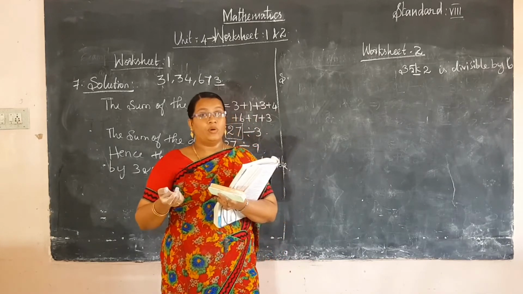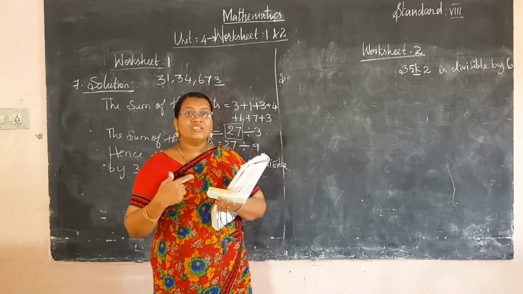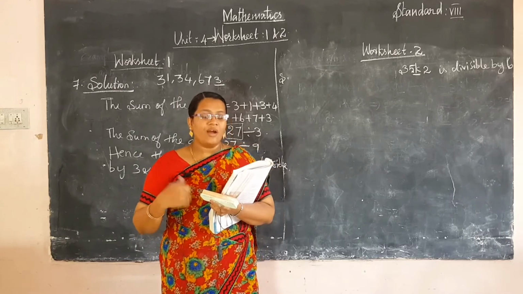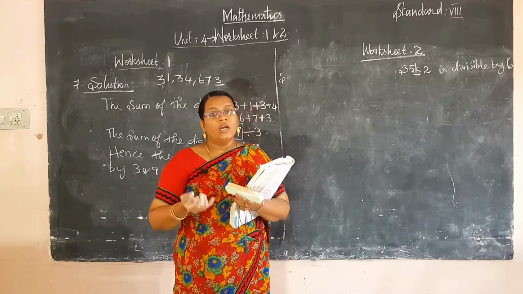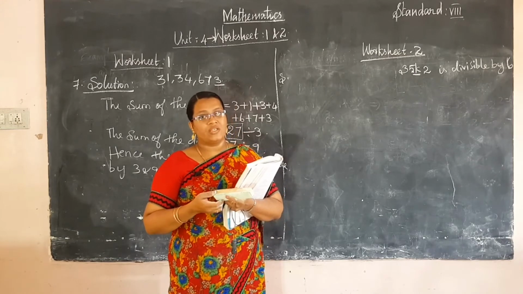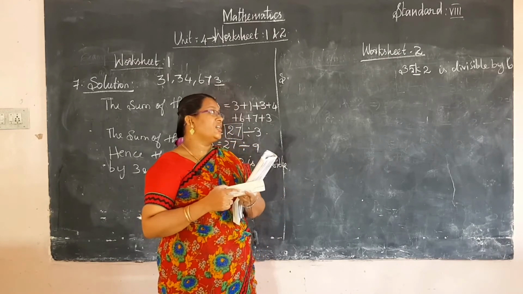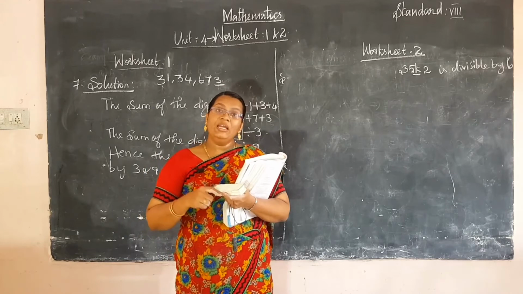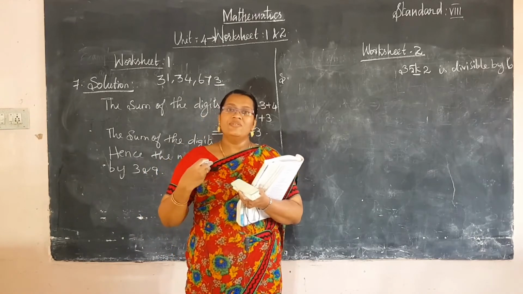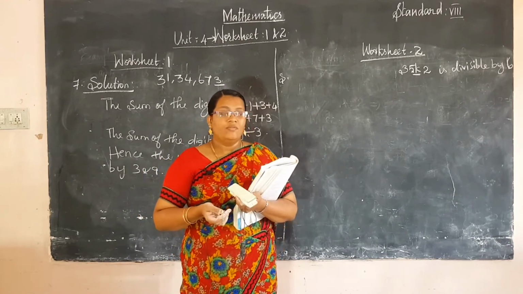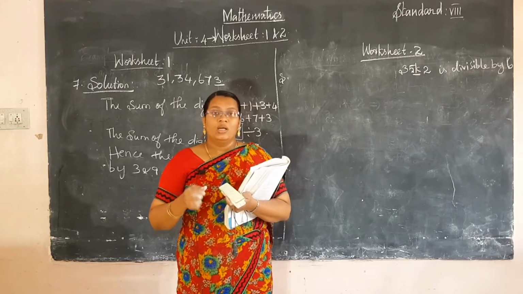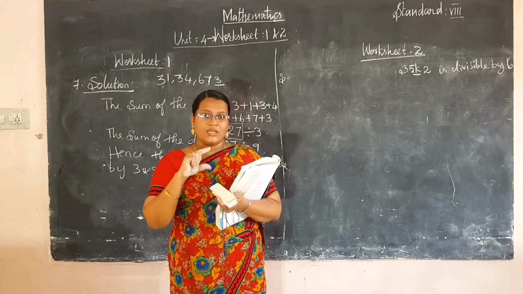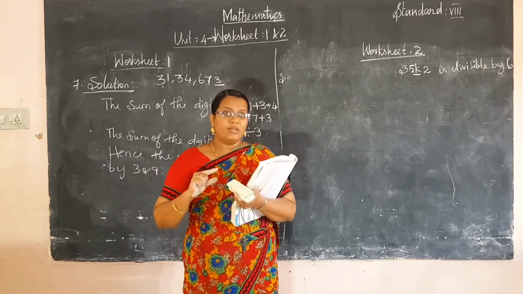The only way possible: what are the factors of 6? First we have to find the factors of 6. 2 and 3 are the factors of 6. Already you know the divisibility tests for 2 and 3. Which we have applied: the divisibility test by 2, the ones digit of the given number.